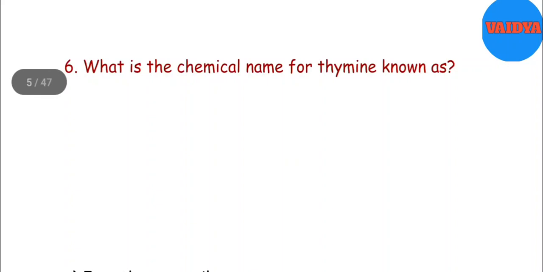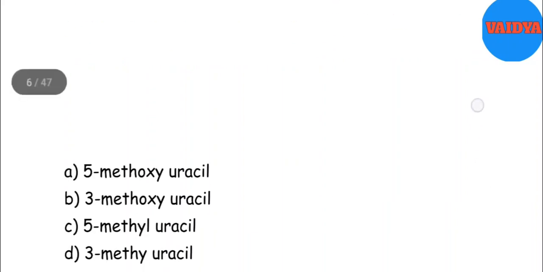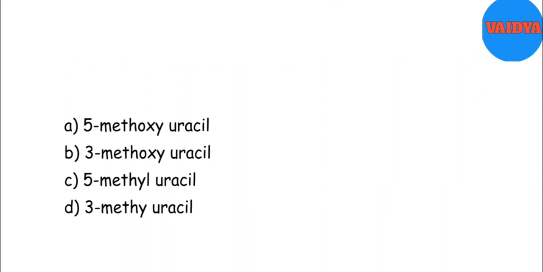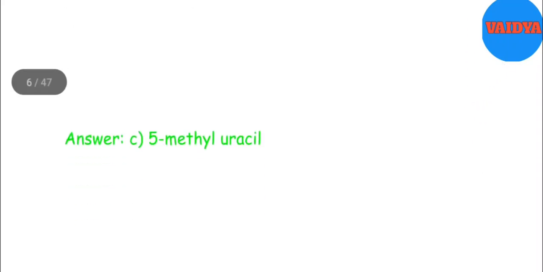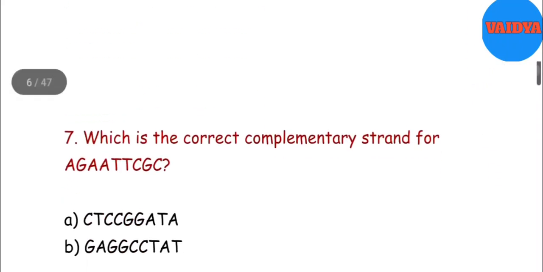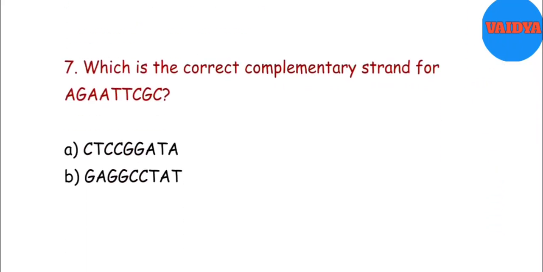6. What is the chemical name for thymine? A. 5-methoxyuracil. B. 3-methoxyuracil. C. 5-methyluracil. D. 3-methyluracil. Answer. C. 5-methyluracil.